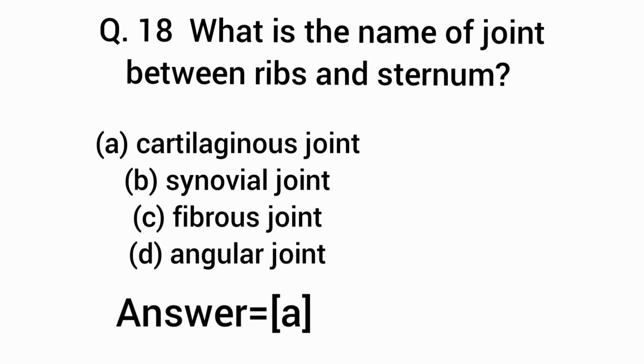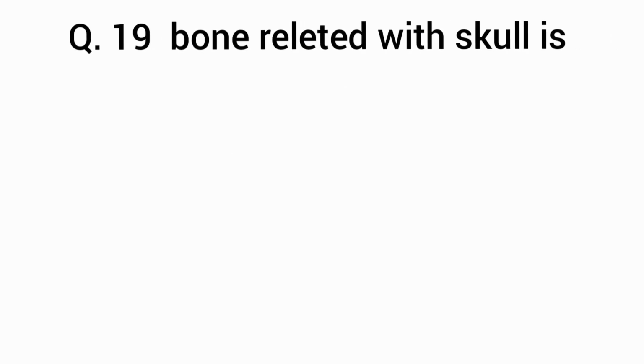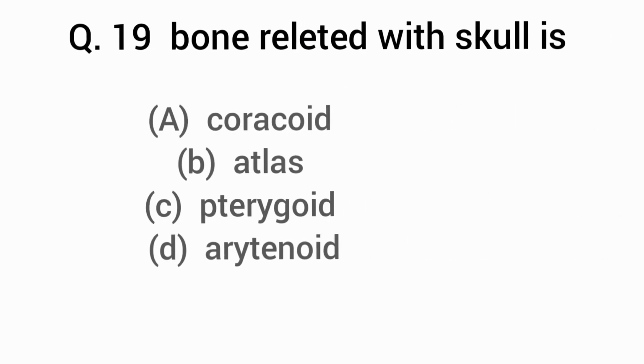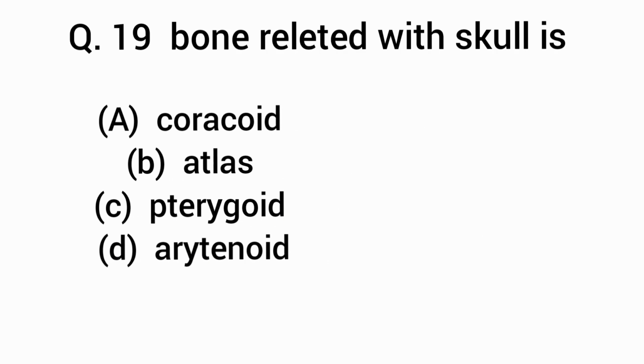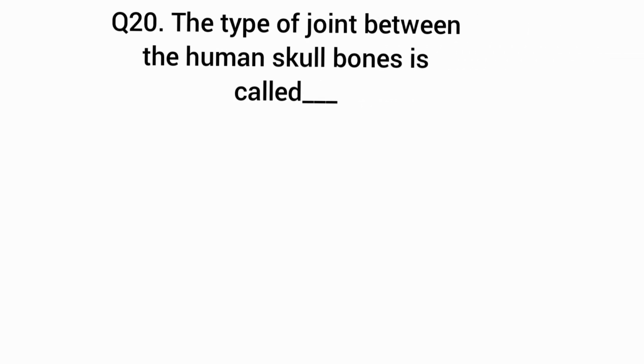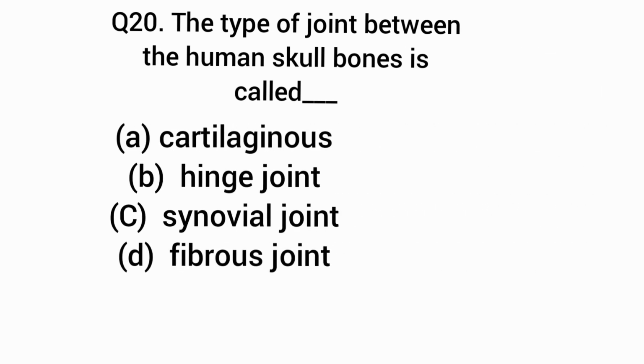Answer is A. Question number 19. Bone related with skull is? Option A. Coracoid. B. Atlas. C. Pterygoid. D. Arytenoid. And the answer is C. Question number 20. The type of joints between the human skull bones is called A. Cartilaginous. B. Hinge joint. C. Synovial joint. D. Fibrous joint. And answer is D.